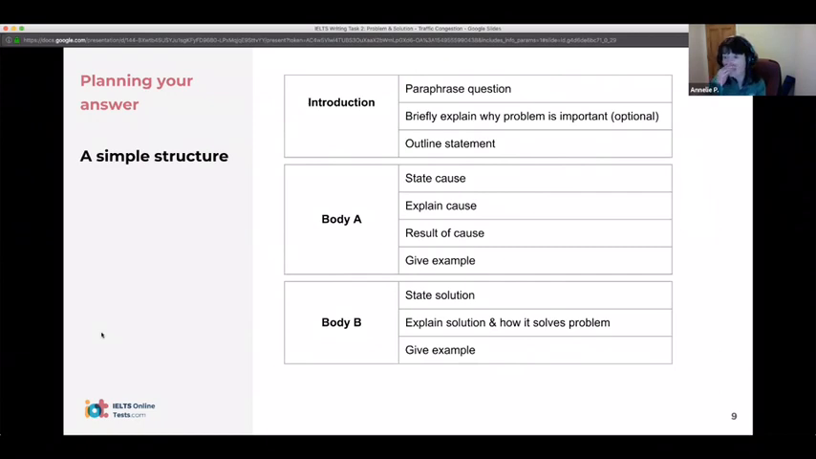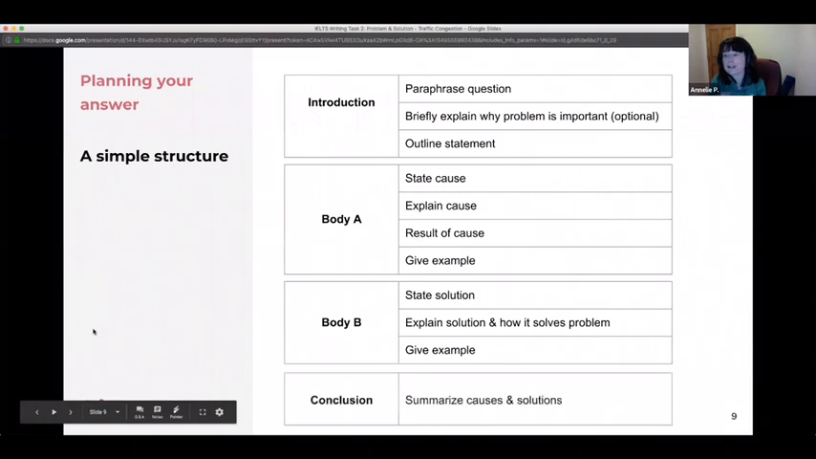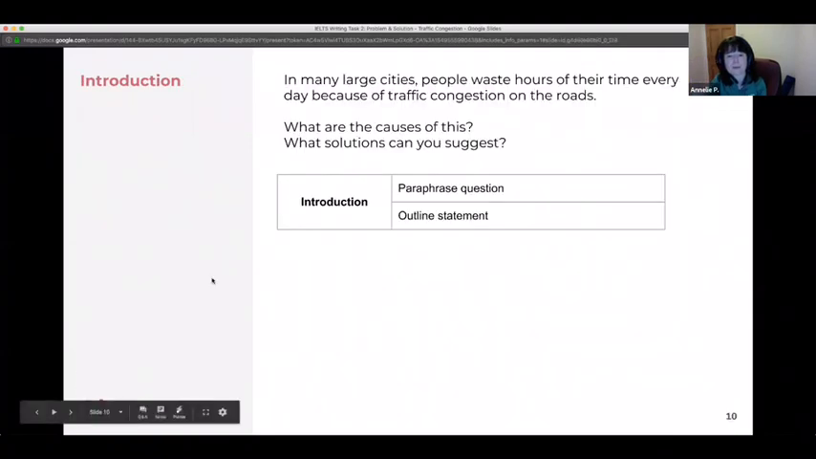Okay. And again, we can give a concrete example of this solution. And then finally, in our conclusion, we're going to summarize what we've said so far. Okay, so that's your format for the essay. So let's have a look at the introduction. The first part of the introduction, we want to paraphrase the question to give our background statement.